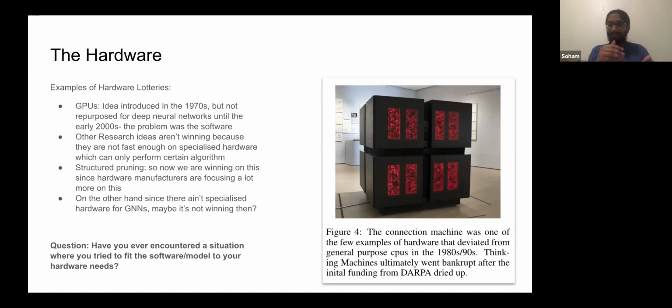So because CPUs were not that suitable for doing neural networks, neural networks weren't popular in the 70s, 80s, 90s, and early 2000s. And during that time, other ideas, like symbolic AI, which was suited for CPUs, were more popular. More recently, we talked about pruning, right?